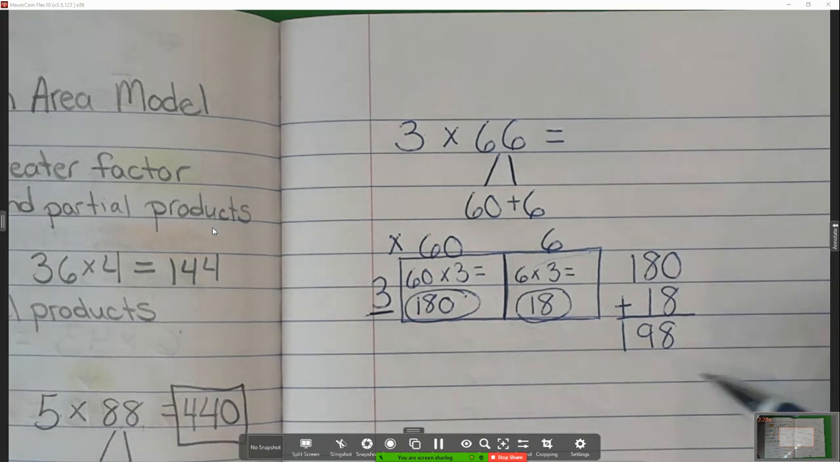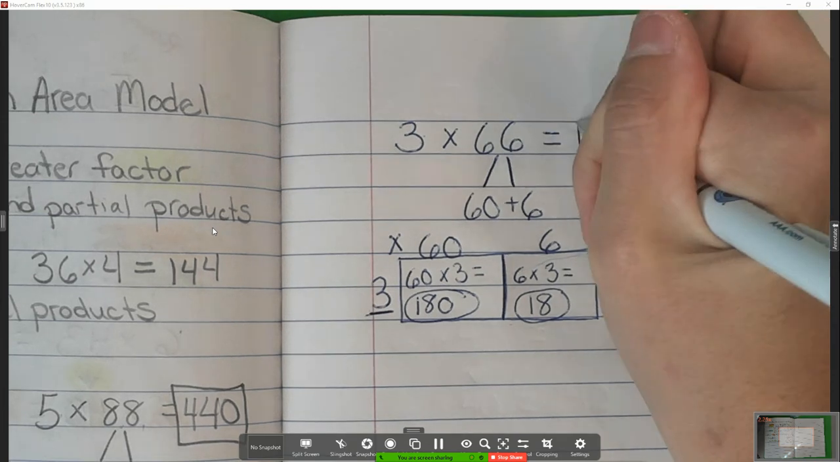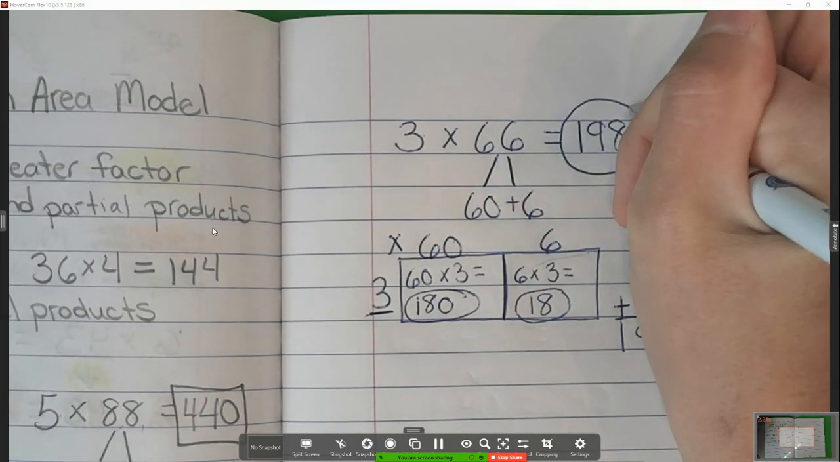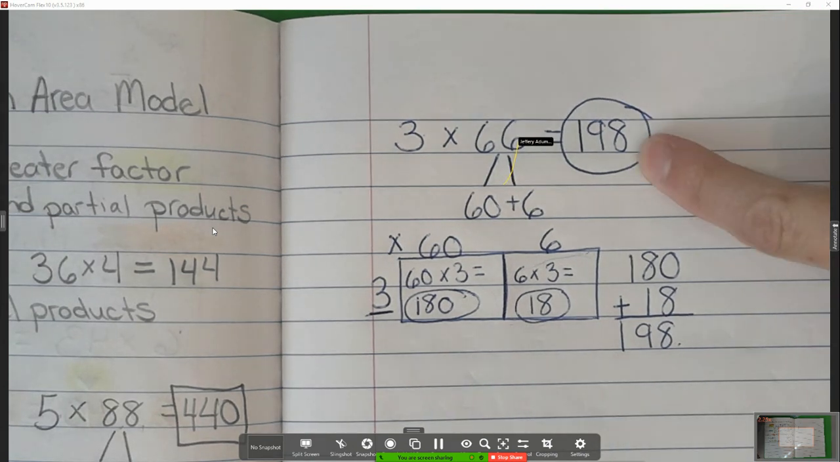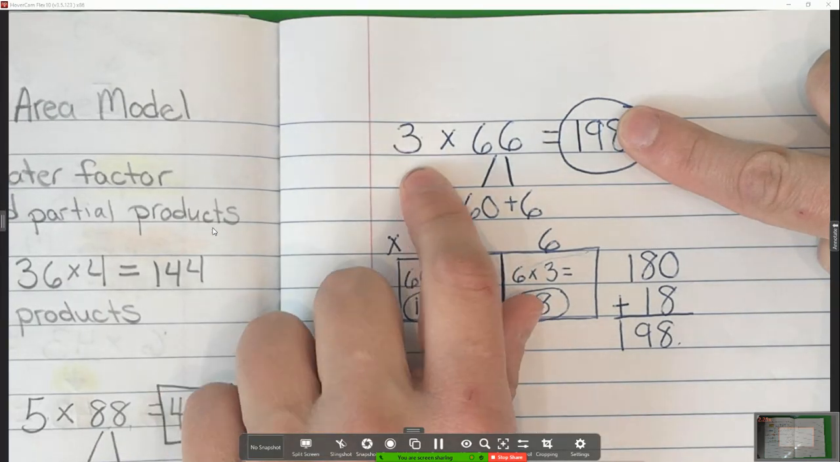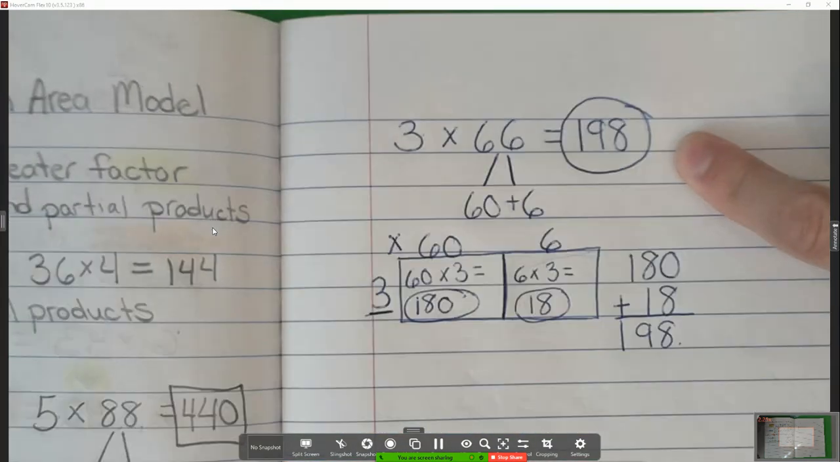So that lets me know my final answer is 198, and I'm going to put it up here where my equation is, 198, and I'm going to circle my final answer. Or you can box it if you'd like to. Math teachers will love you if you are circling or boxing your final answer.